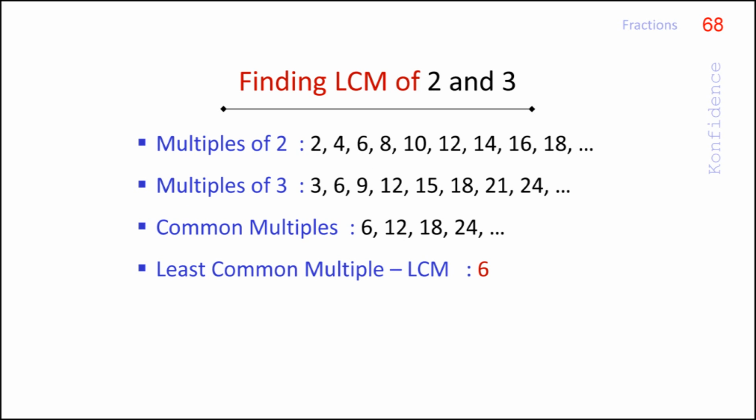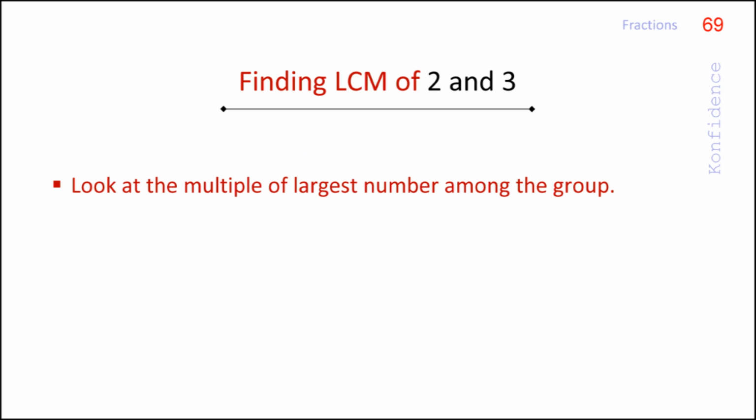LCM should also be the smallest of the common multiples of 2 and 3. Thus LCM, the lowest common multiple of 2 and 3, is 6. When you want to find the LCM, a good approach would be to look at the multiples of the largest number among the group.